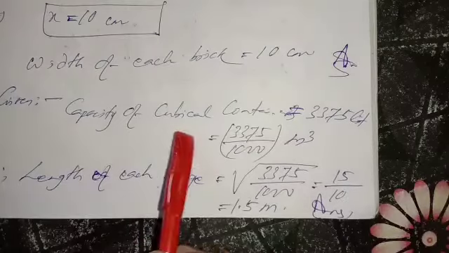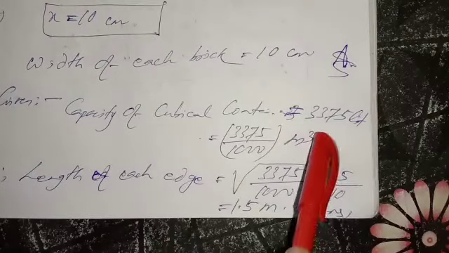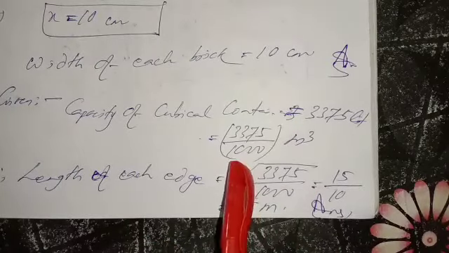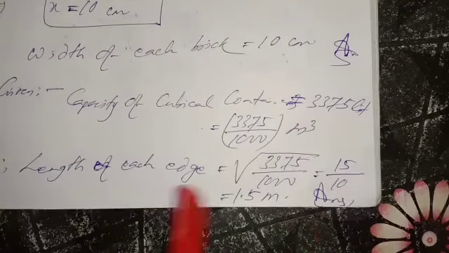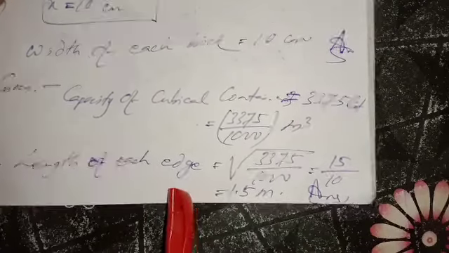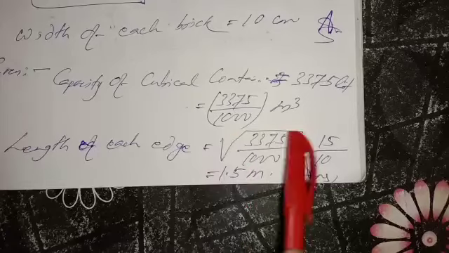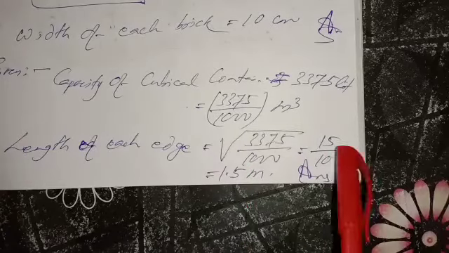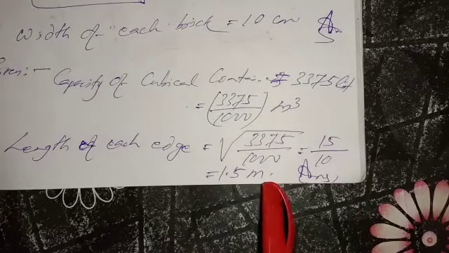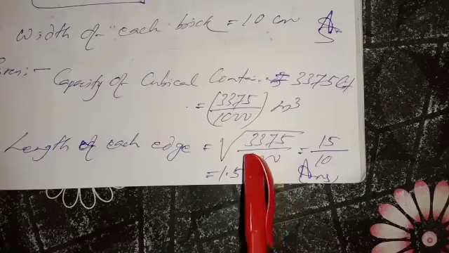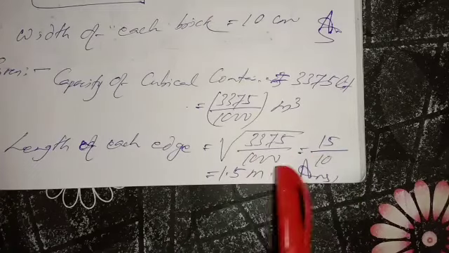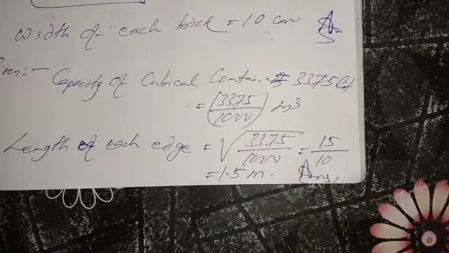Just see. Capacity of cubical container given 3375 liter. Dividing by 1000 it will be meter cube. Therefore, length of each edge will be cube root of 3375 by 1000. It is coming 15 by 10 means 1.5 meter. Okay. 3375 root is 15 and 1000 root is 10. In this way, question number 4 also completed.